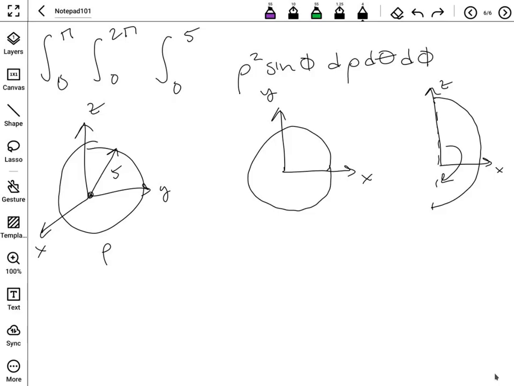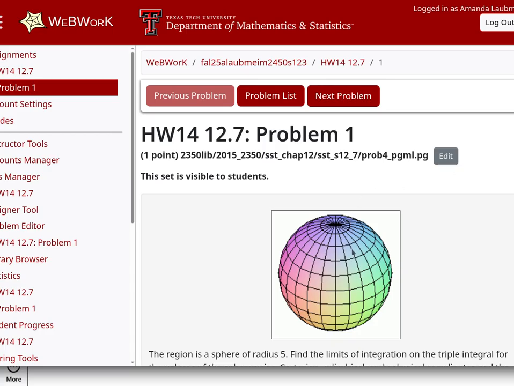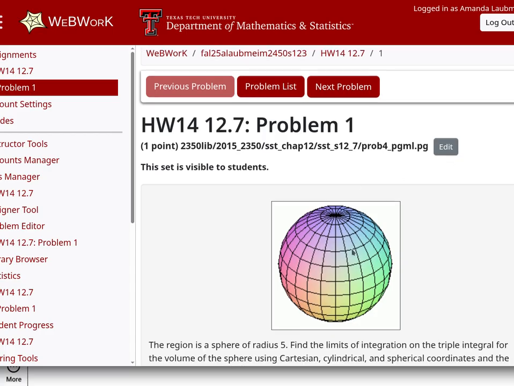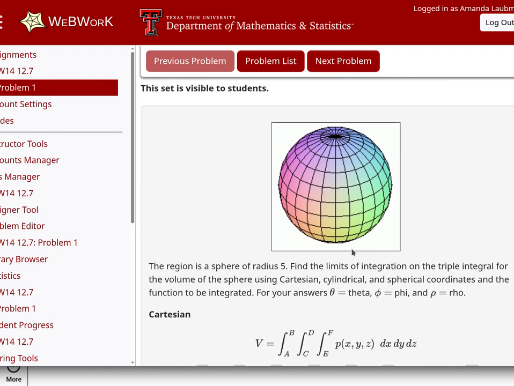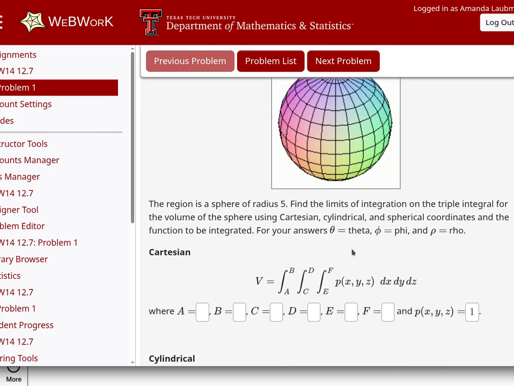So for this problem of the three, I think that the spherical coordinate is the hardest. This object is best for spherical coordinates. It's just that you do have to conceptualize what spherical coordinates are.